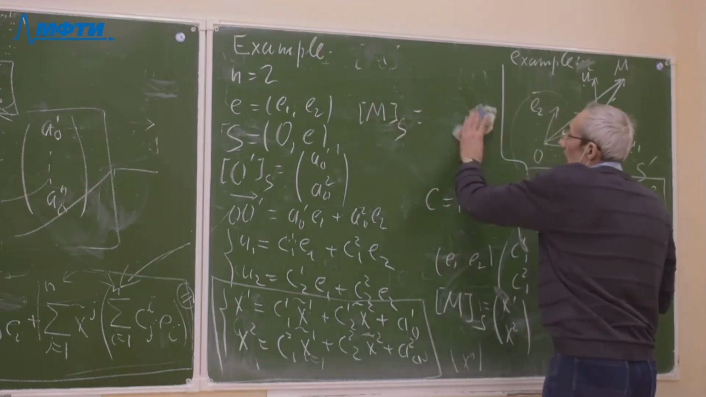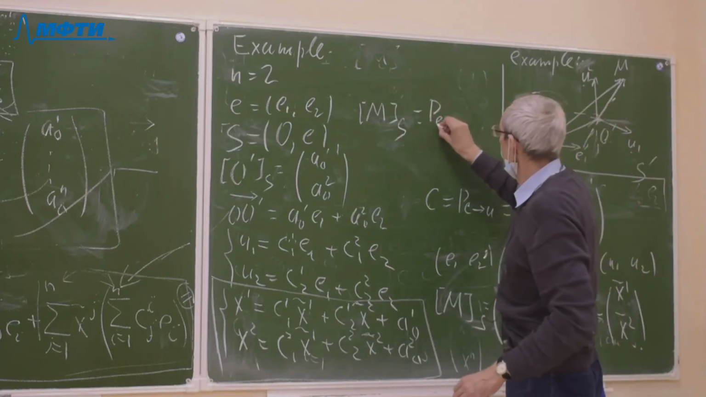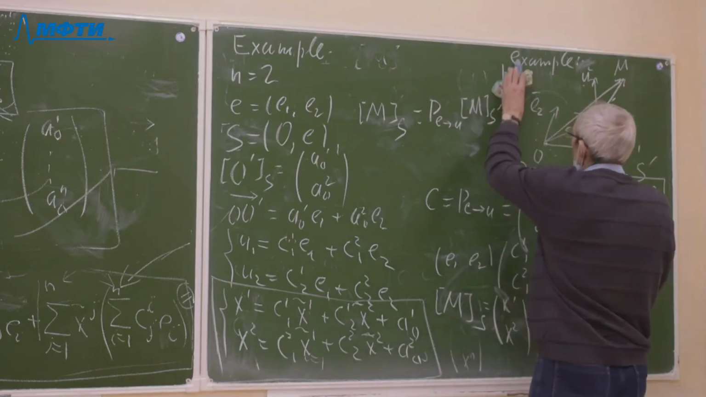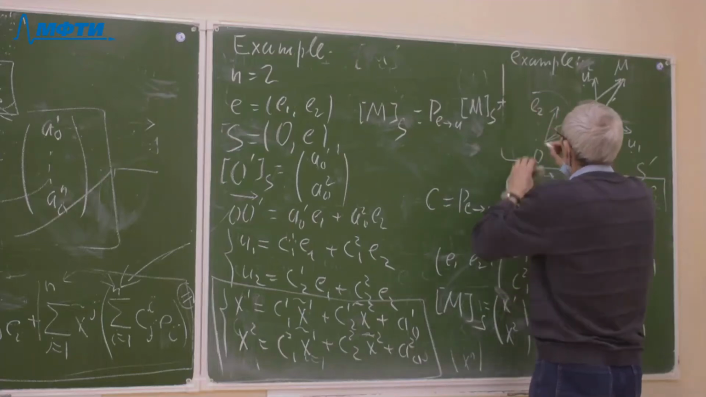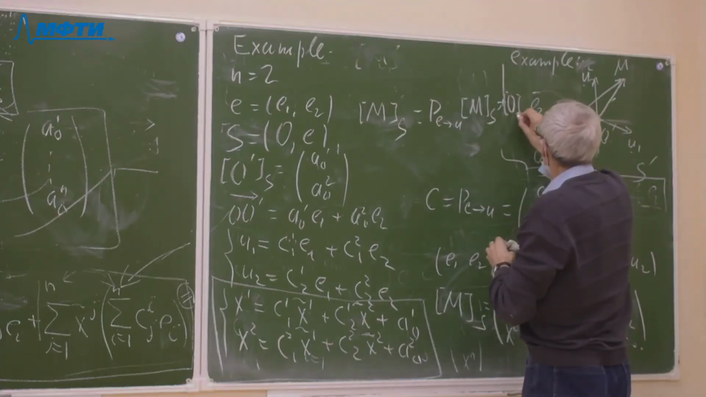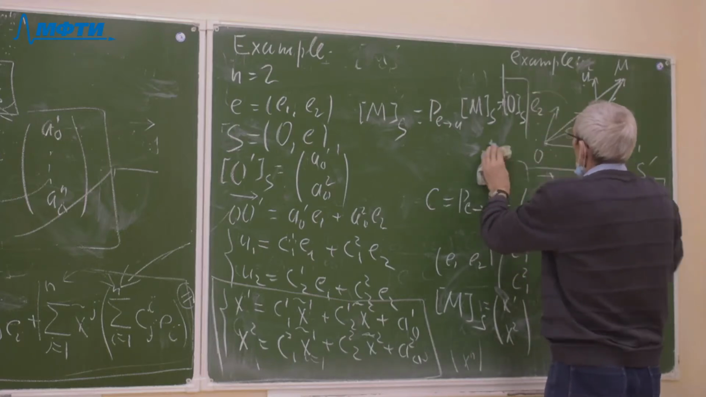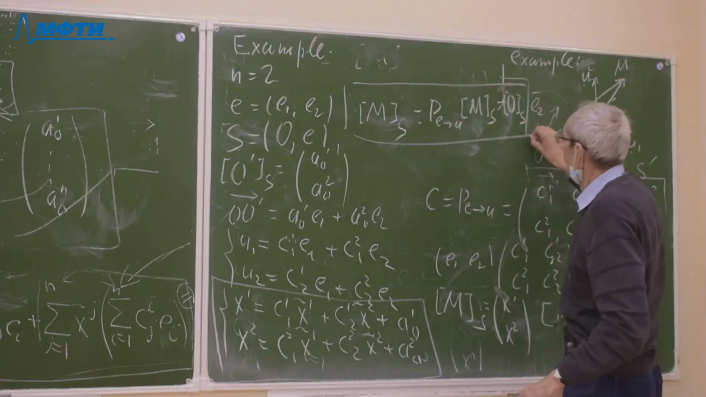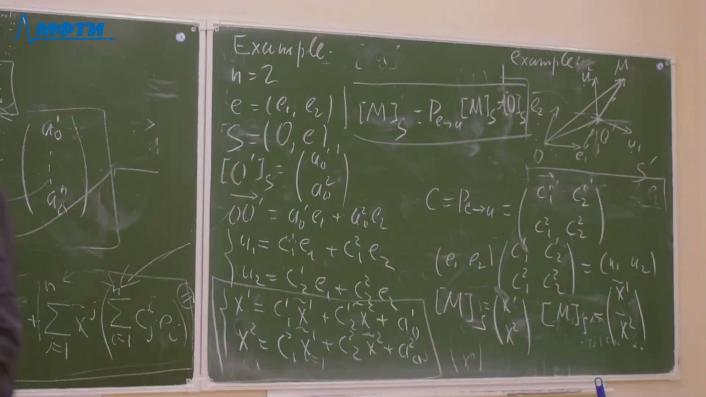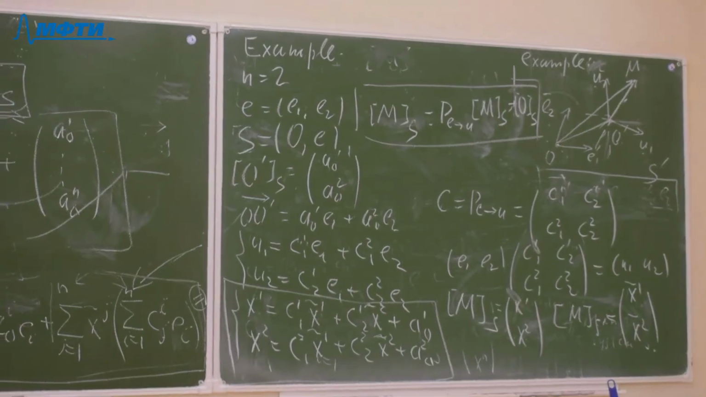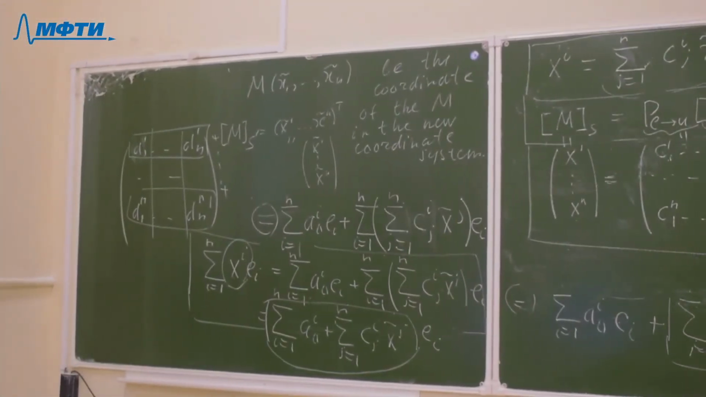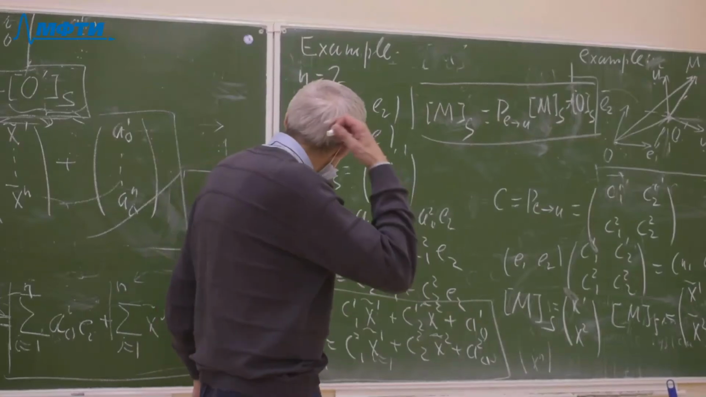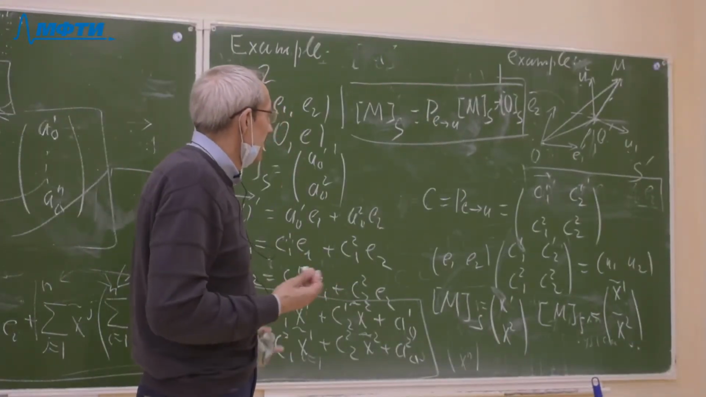M in S is equal to P from E to U times M in S prime plus O prime in S. The matrix form of these equalities. Any question maybe? That's all.